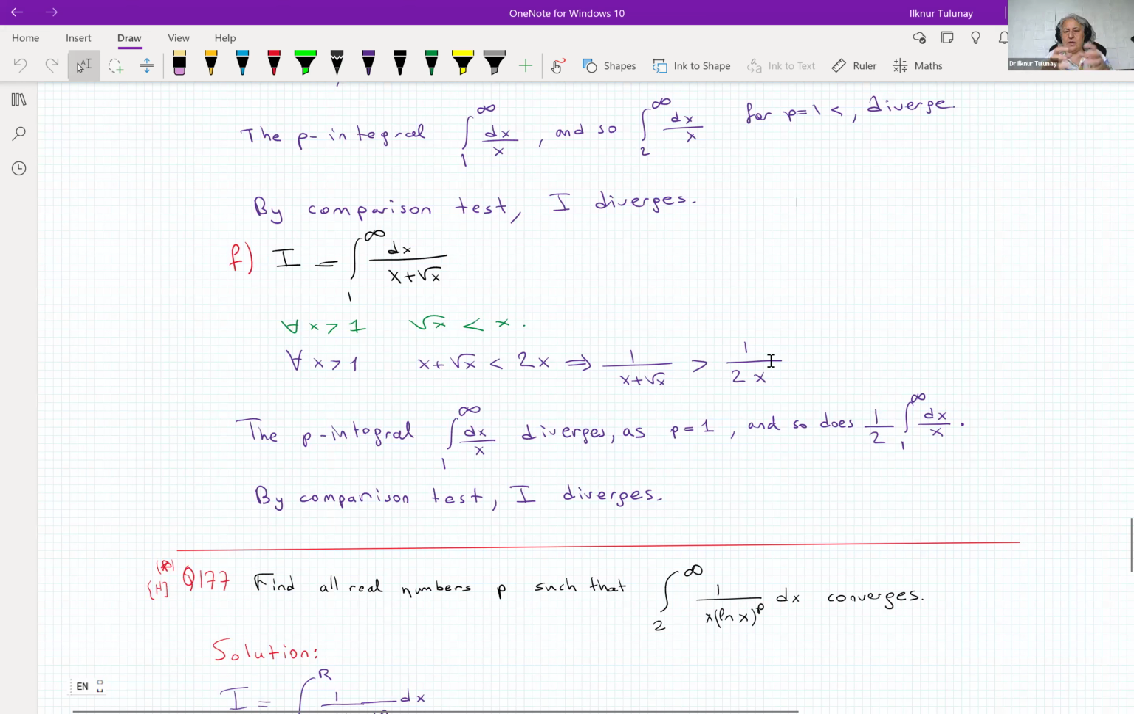So you have inside the small ball explodes, outside ball has to explode. Then by the comparison test, the integral I explodes, which diverges.